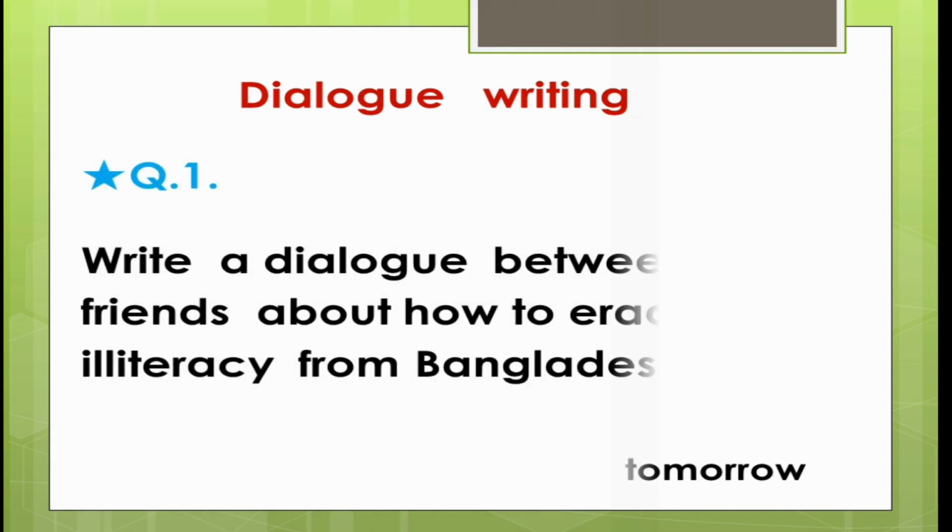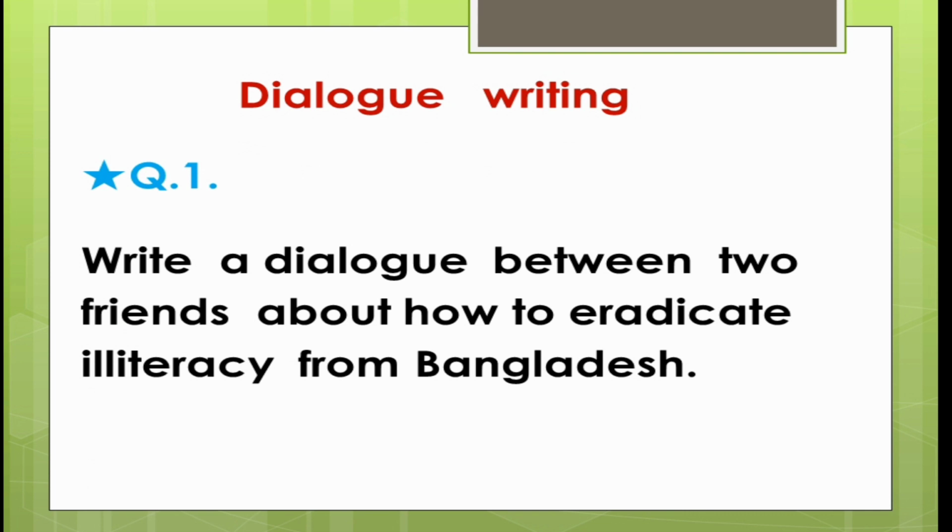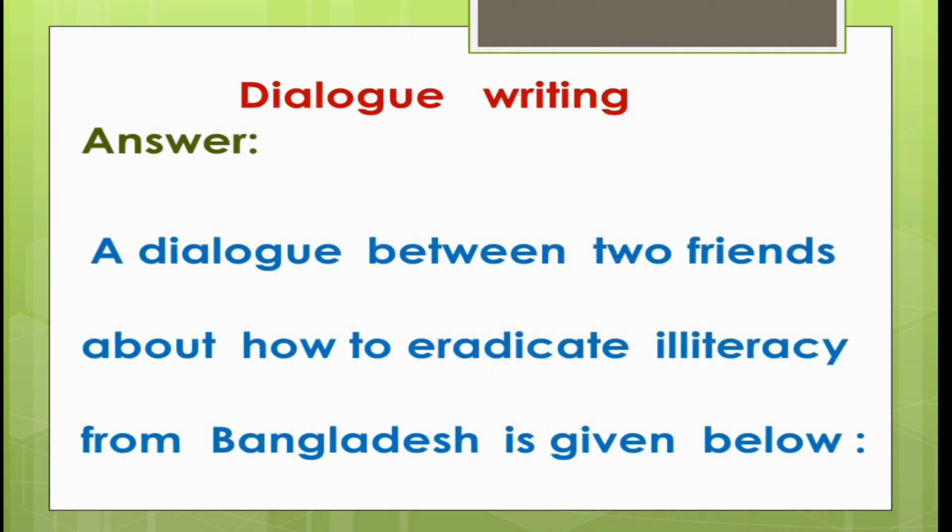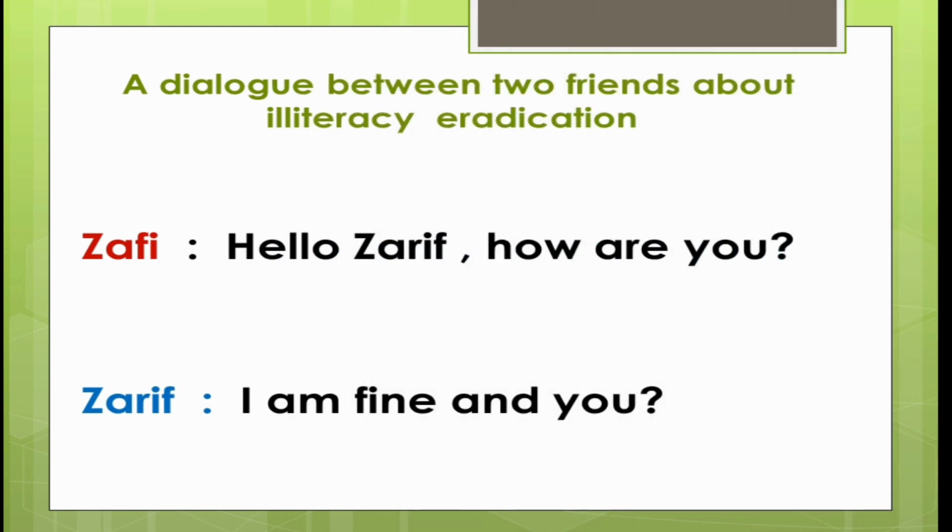Now, a sample question for you. Dear students, as you can see on the screen, write a dialogue between two friends about how to eradicate illiteracy from Bangladesh. Yes, dear students. Now, how to write? First of all, you have to write this information. A dialogue between two friends about how to eradicate illiteracy from Bangladesh is given below. After that, I have already mentioned all the steps.